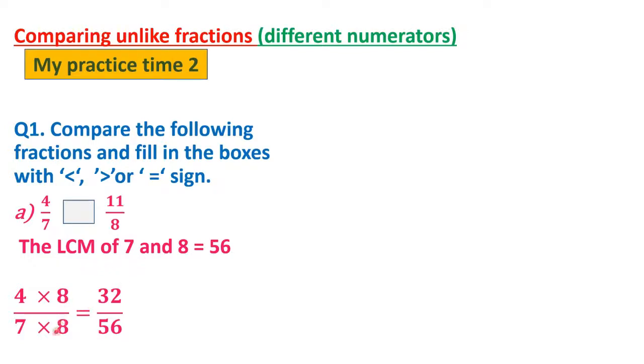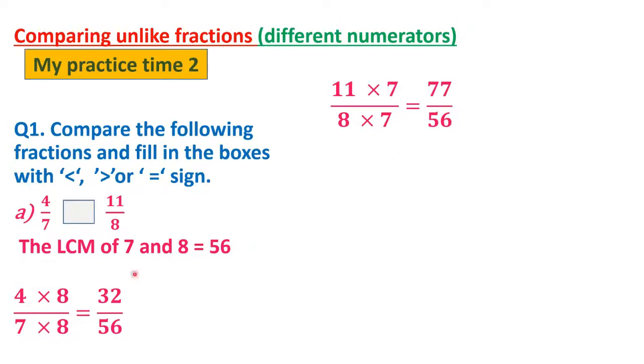Now when we multiply 7 into 8 we get 56, and 4 into 8 we get 32. So our fraction is 32 by 56. Similarly, we will do it for 11 by 8. The denominator should be 56, which we found as the LCM. What should 8 be multiplied by to get 56? Yes, it is 7. So 8 is multiplied by 7 to get 56, and we multiply the numerator also by the same number, that is 11 into 7, we get 77.